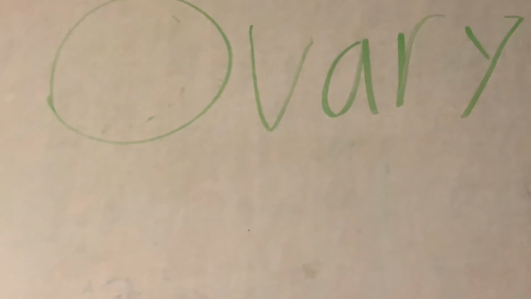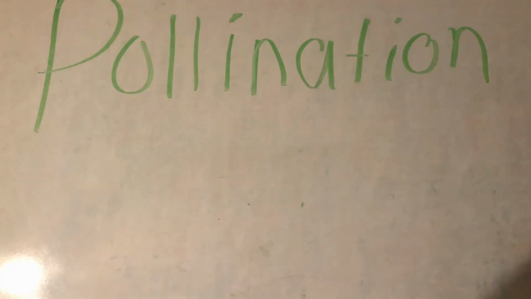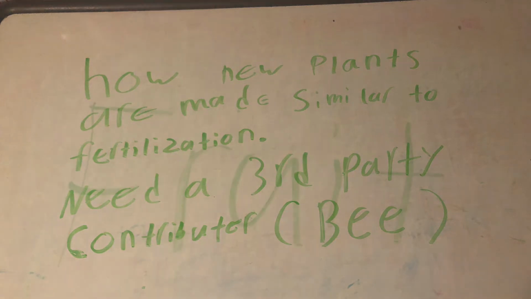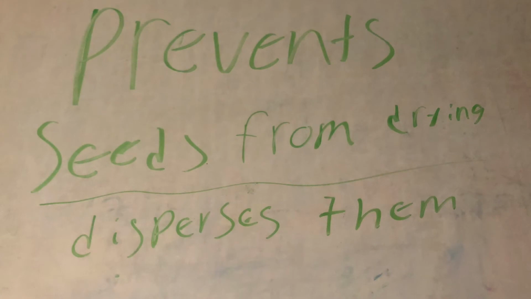Now, next we have the ovary. Just like in mammals, it has ovules, which turn into seeds, and then the ovary turns into fruit. Pollination is like the fertilization for us. They need a third-party contributor, bees, and then they make fruit, and that prevents the seeds from drying out.